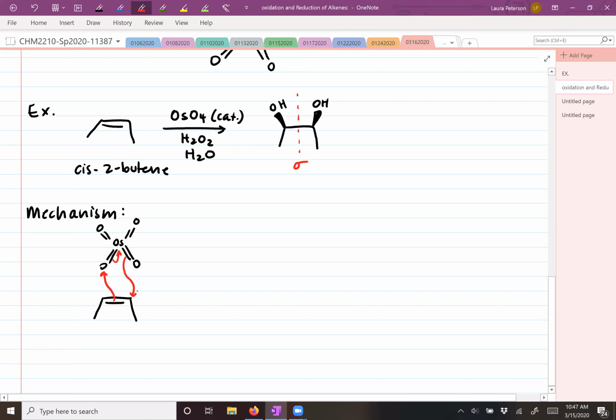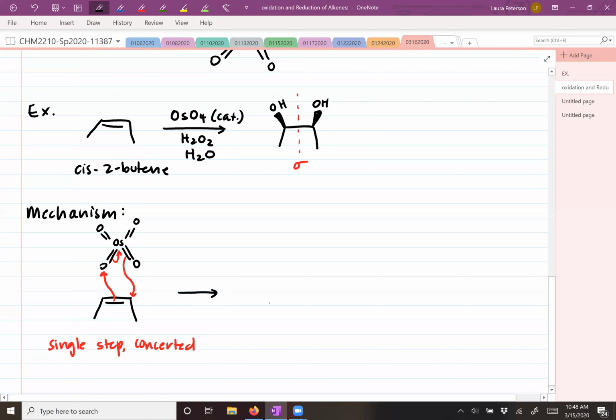Okay, so we have a single step concerted mechanism here. And this doesn't get us all the way to the product, but it accounts for the observed stereospecificity. Because both of these new bonds to oxygen are being delivered to the alkene at the same time from the same osmium reagent. Therefore, they have to come in from the same face.